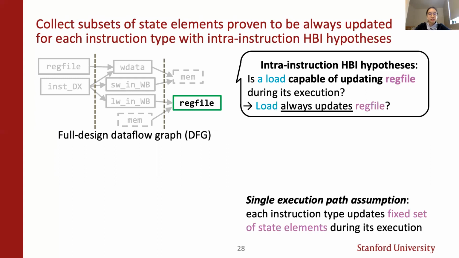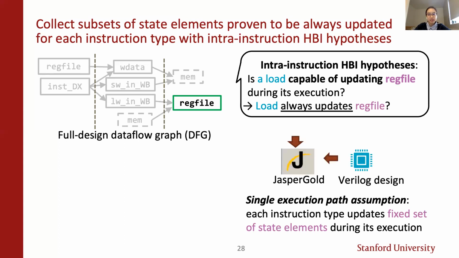In the current implementation of RTL to μspec, we make an assumption called the single execution path assumption, that each instruction always updates the same fixed set of state elements during its execution. Hence, for example, if the hypothesis shown on the right is proven to hold on this input design, RTL to μspec will interpret this result as: the load instruction always updates the register file.